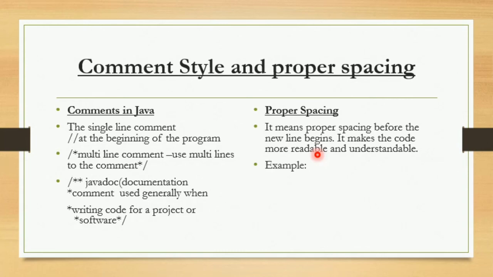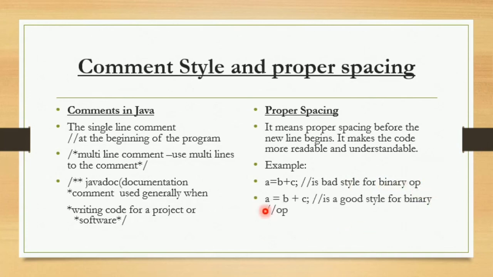Let's see the examples. If I write a=b+c; with no spaces, that is a bad style for a binary operation. And if I use a = b + c; with spaces, that is a good style for a binary operation. That is the idea, the thing we use when applying proper spacing. Proper spacing looks good, so we use this.